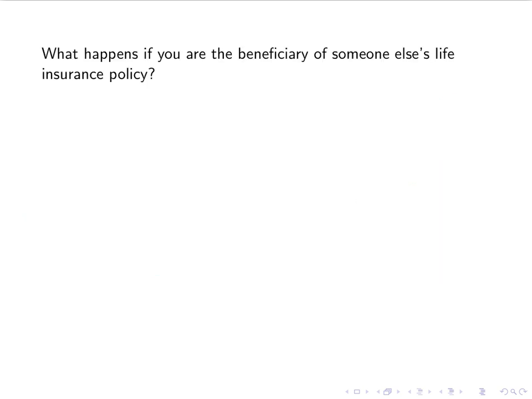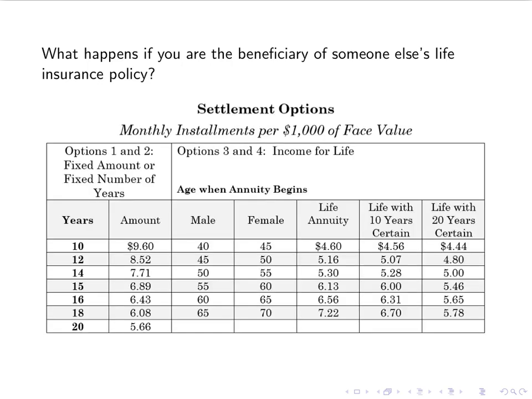So now we're going to look at the third table. What happens if you're the beneficiary of someone else's life insurance policy? There are several options. It says here we've got options 1 and 2 and then 3 and 4. There really is a fifth option, which sometimes I call option 0, which is just one lump sum. So you can get a check, be on your way, and everything is fine. But that's not very fun mathematically.